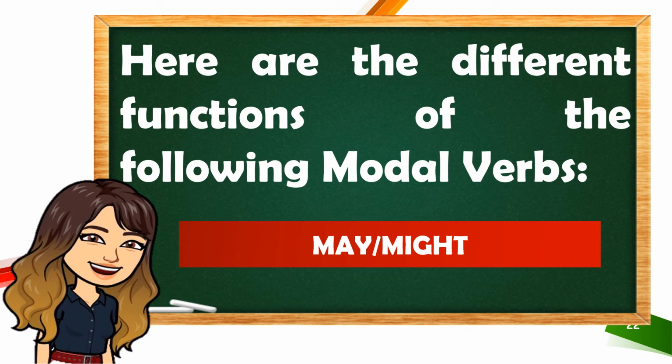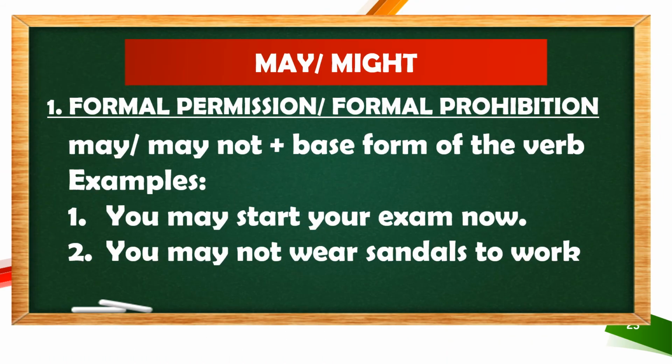Now let's go to the modals may and might. May and might can be used in asking formal permission or formal prohibition. The format is may or may not plus the base form of the verb. Example, you may start your exam now. Number 2, you may not wear sandals to work. Unlike can, which can be used in informal conversation, we use may in formal conversations.